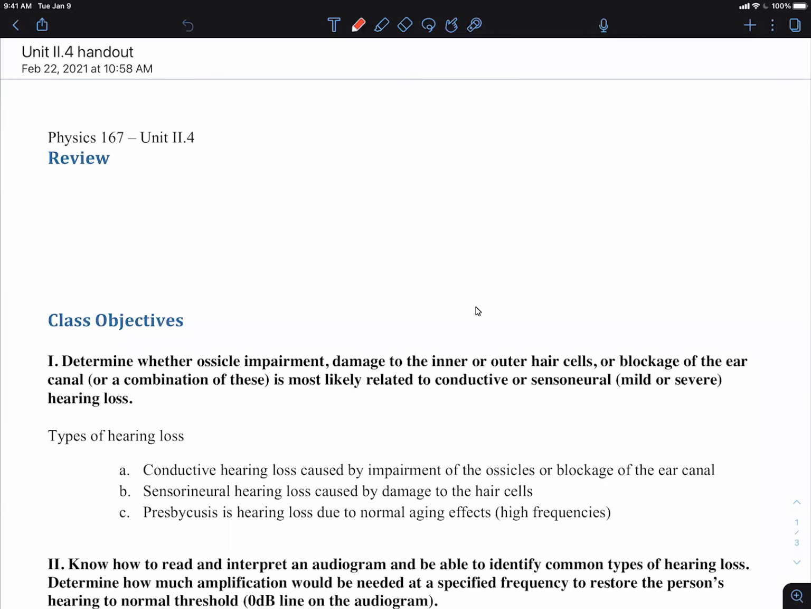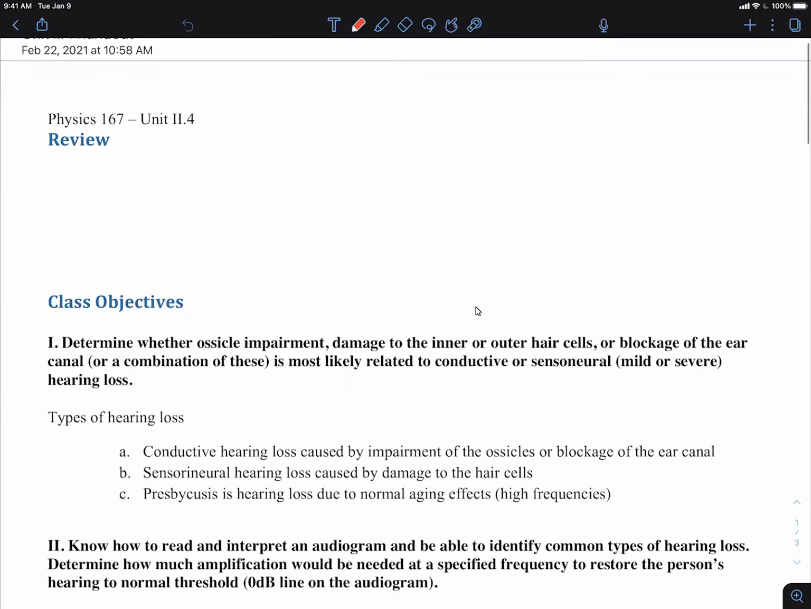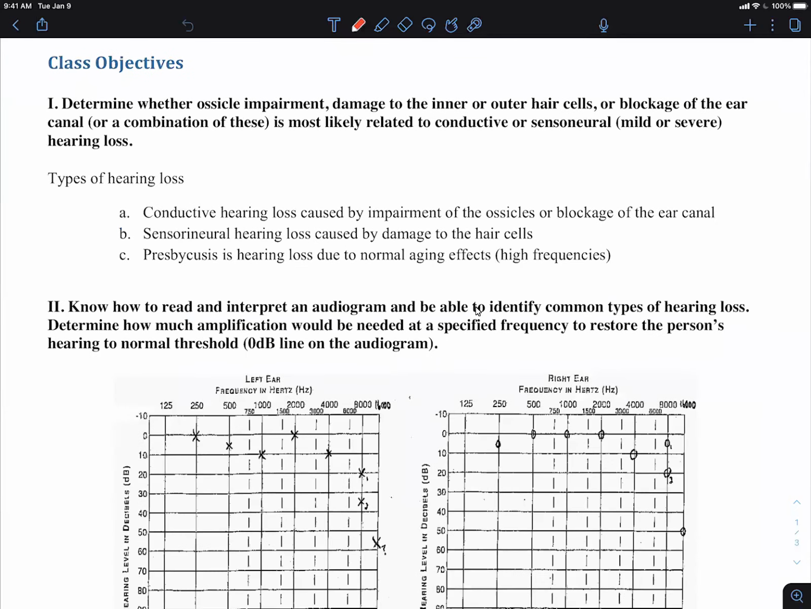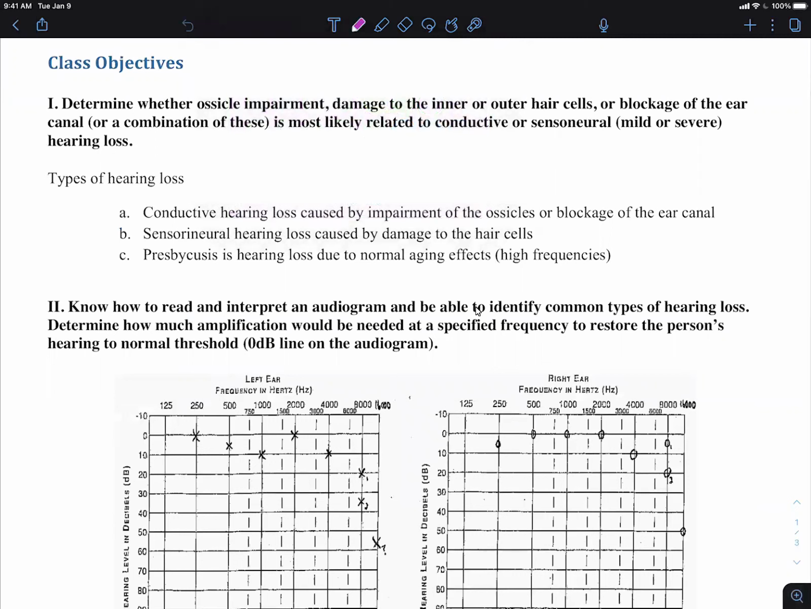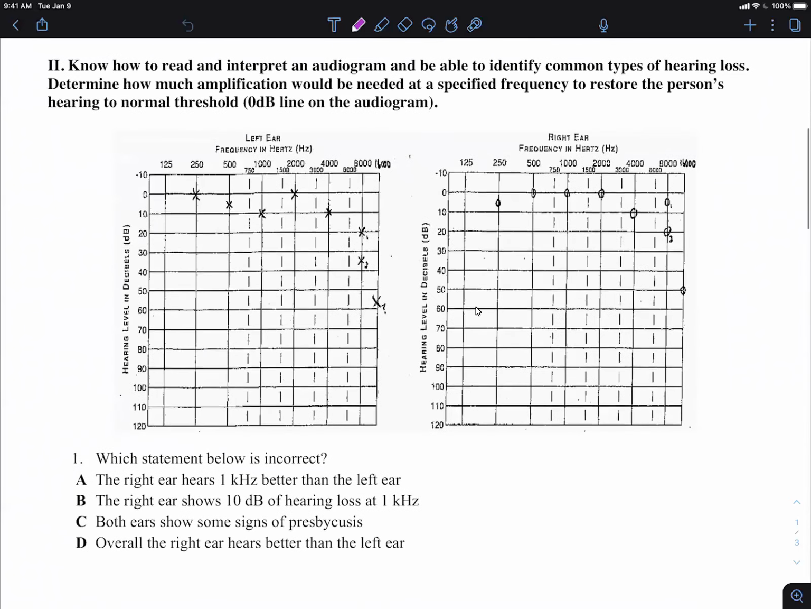Okay, so I'll just be talking through the handout, the things that we need to know about audiograms and how they connect with the equal loudness contours and the temporary threshold shift. Okay, so here under Roman numeral number 1 kind of summarizes the important things to know for our class about conductive hearing loss and sensorineural loss. And a reminder that presbycusis is the normal high frequency hearing loss that accompanies normal aging effects.